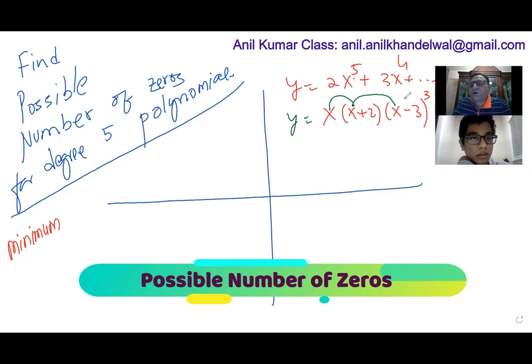So it depends. If it is given in the standard form, you have to check the term with the highest degree. That becomes the degree of the polynomial. If it is in factored form, then you add all the factors' degrees, because they get multiplied. Okay. So coming back to our question, if I have a degree 5 polynomial, what are the possible number of zeros? Tell me, please. Minimum, maximum, and in between.